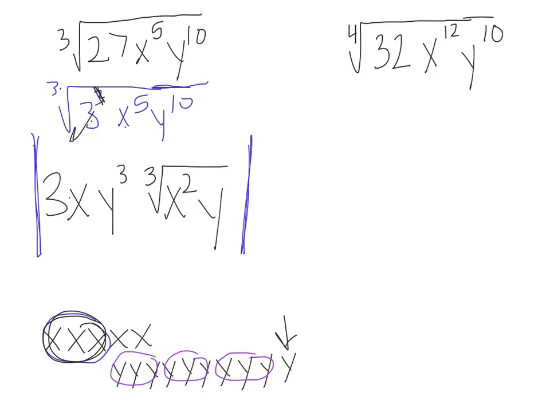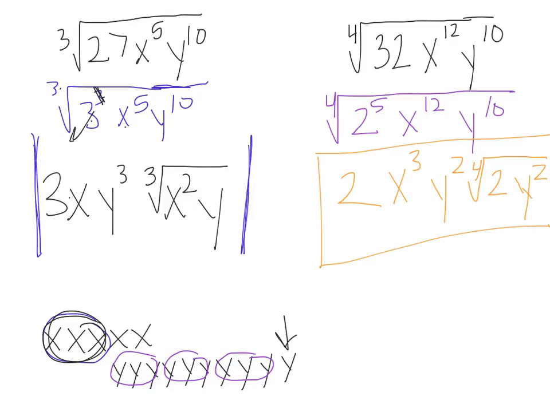So try to pause the video and try to do the next one by yourself. Your answer should be 2x cubed y squared, and then the 4th root of 2y squared. And the reason why is because 32 can be written as 2 to the 5th. So I'm looking for groups of 4. So me taking out 1, 2 here, that means I took out 1 group of 4 on the inside, leaving me with just 1, 2 inside.